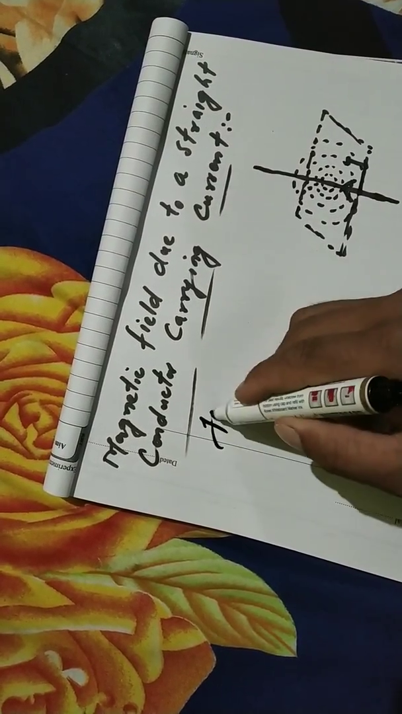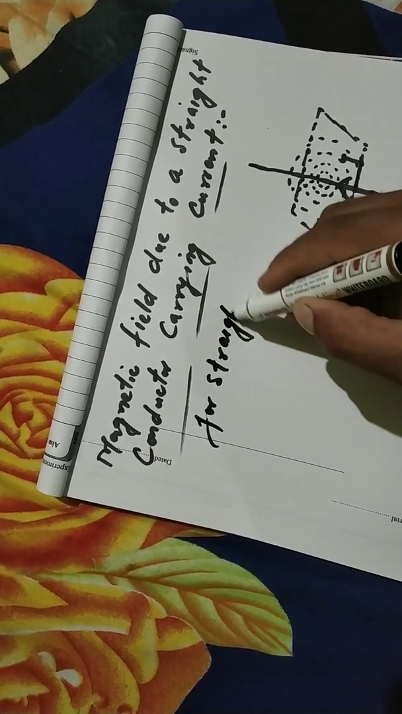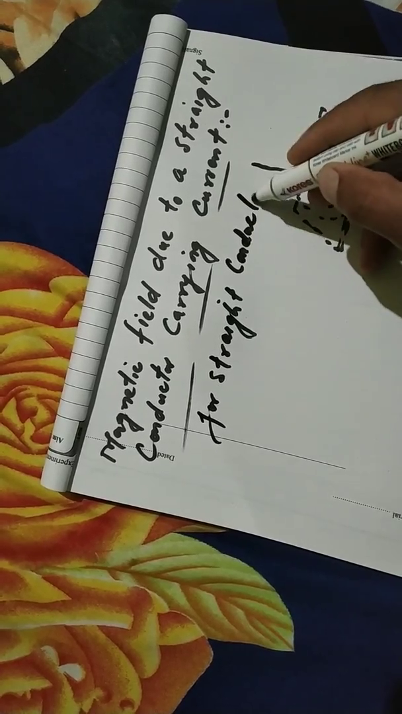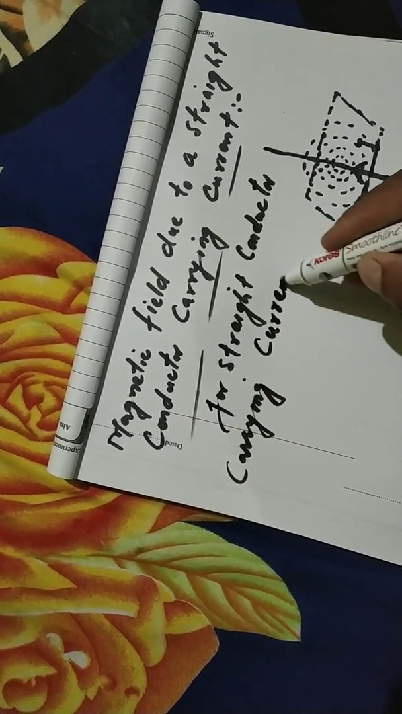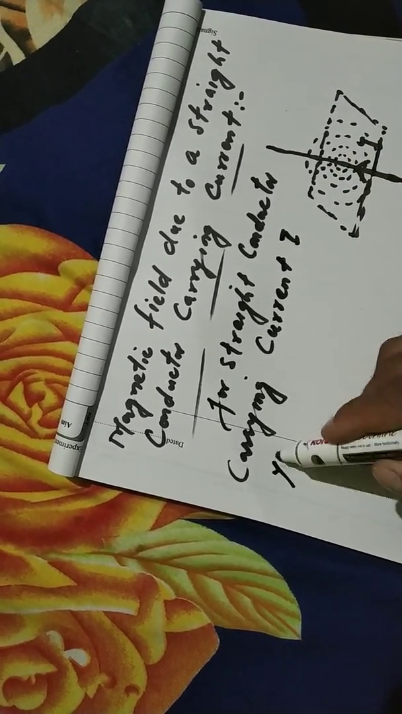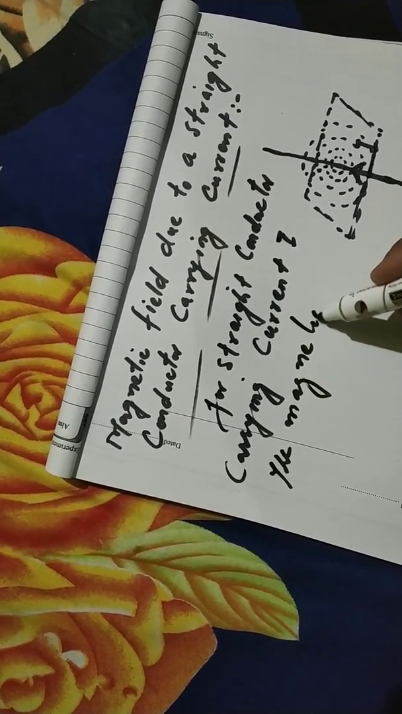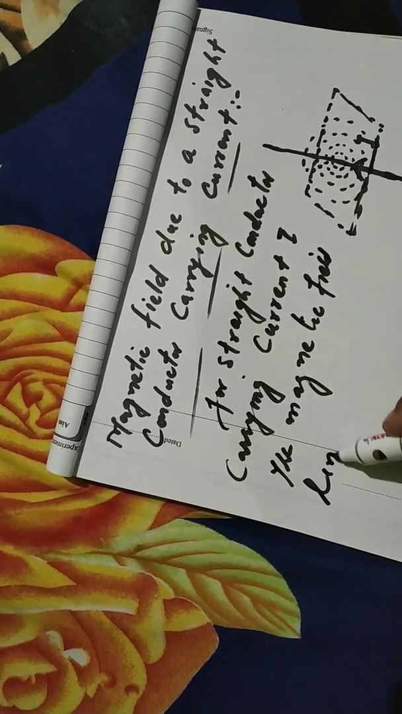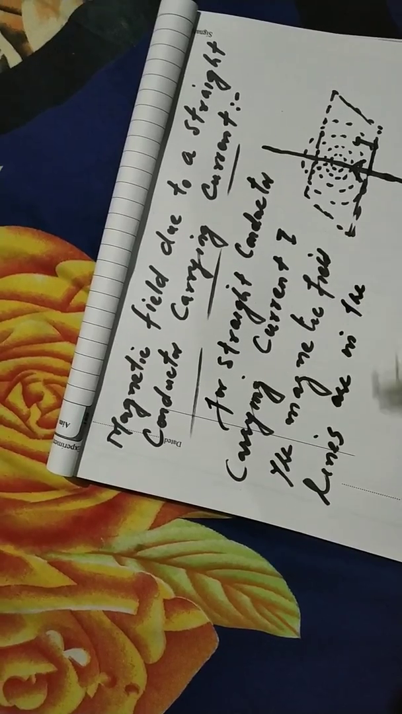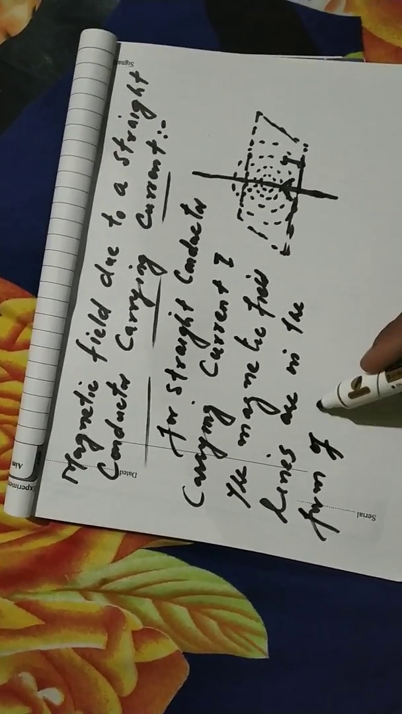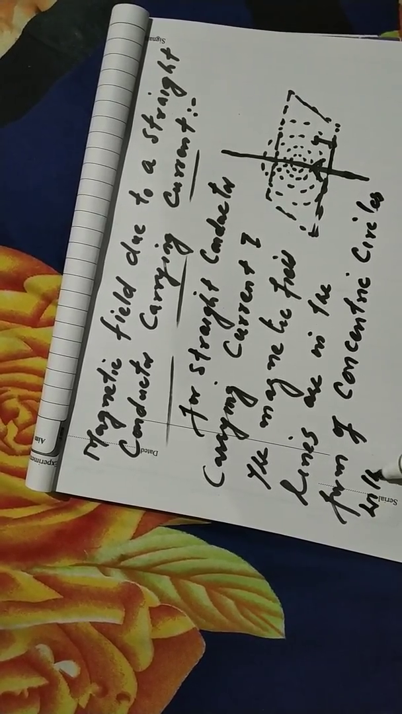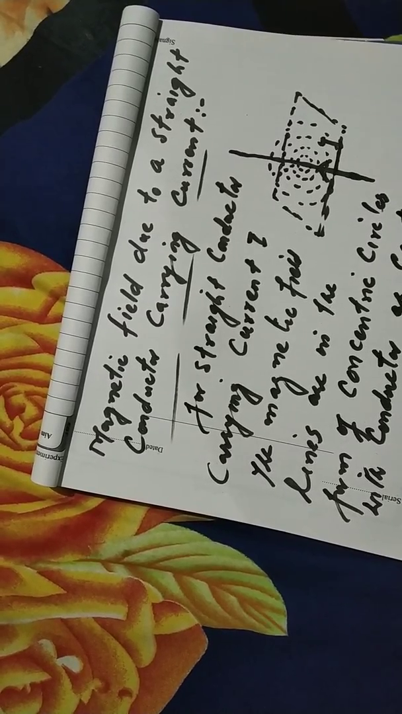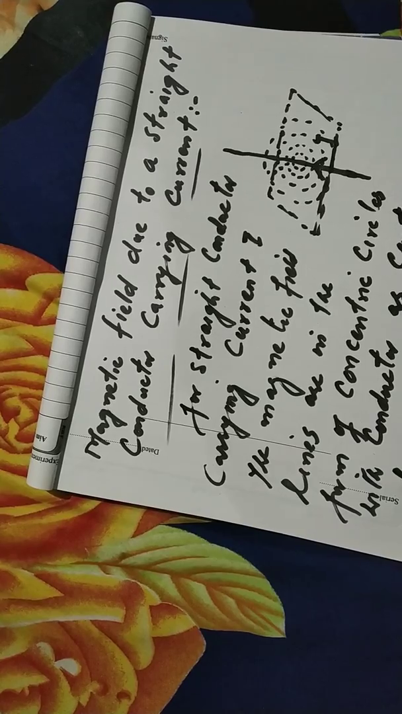So, for a straight conductor carrying current I, the magnetic field lines are in the form of concentric circles, with the conductor as the center of these lines.